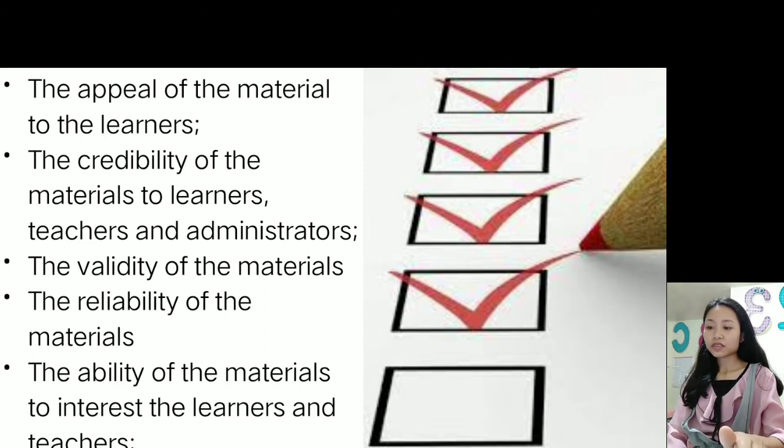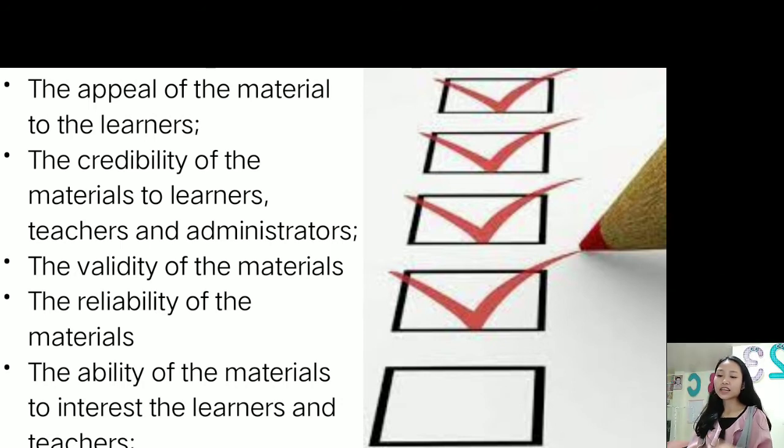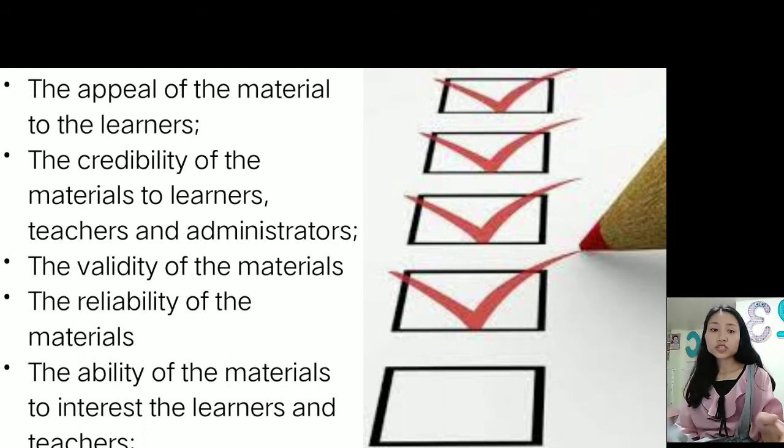Next is the reliability of materials. The consistency with which a method measures something is known as reliability. Reliability determines the value of materials. Reliability refers to how consistently a method measures something. The measurement is considered reliable if the same result can be regularly achieved using the same procedures under the same conditions.